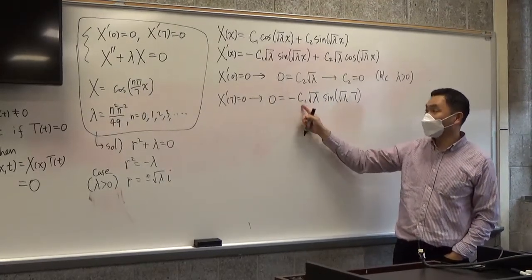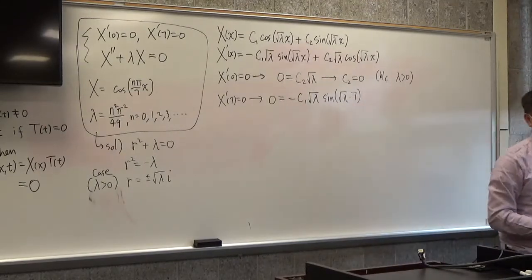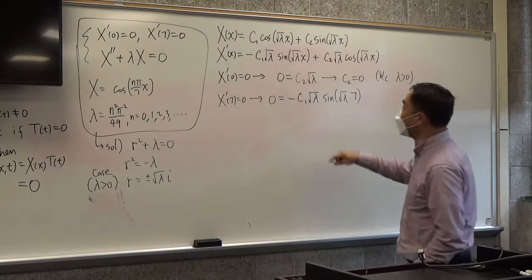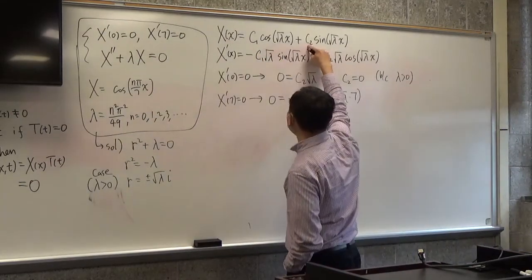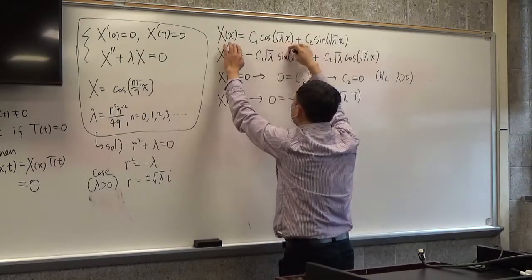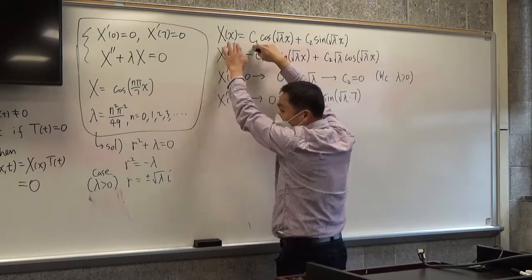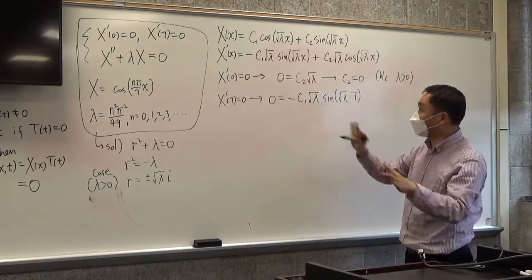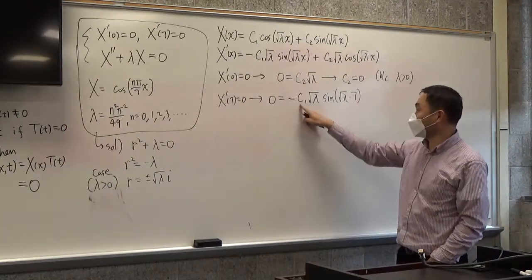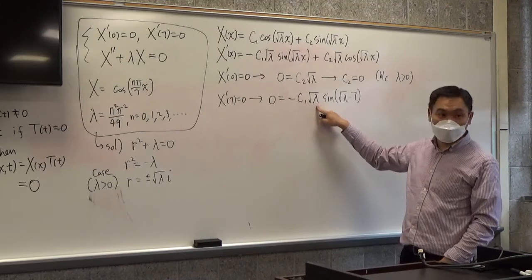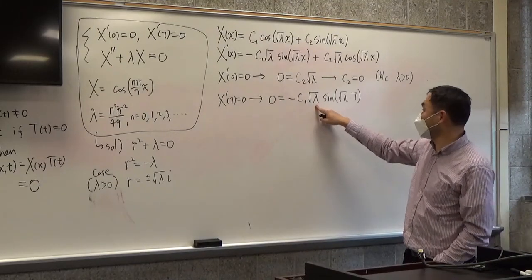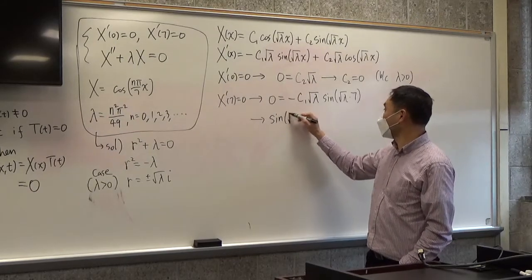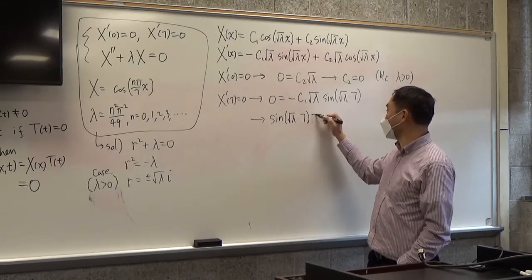Okay. So can c1 be 0? Why not? Then you have a trivial solution. Yes, because x is this, and we already know that c2 is 0. So x is just this much, but if c1 is also 0, then you have a trivial solution. That's not the solutions we're looking for. Trivial solutions are excluded. So c1 cannot be 0. And we already know that lambda is positive, so that cannot be 0. So that leaves the sine of square root of lambda times 7 being 0.